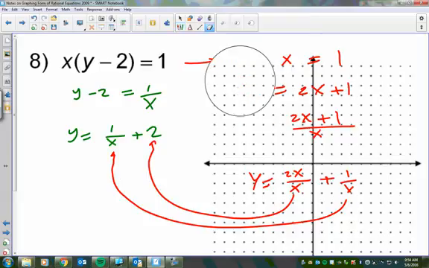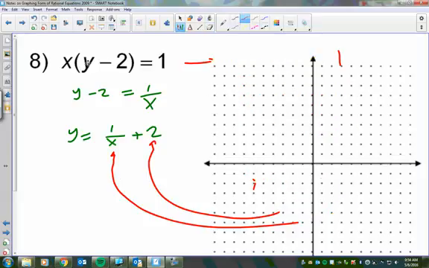Okay? Just, like I said, strip everything from y. Divide by x, add 2, boom, you got it. All right. And we are done, actually.